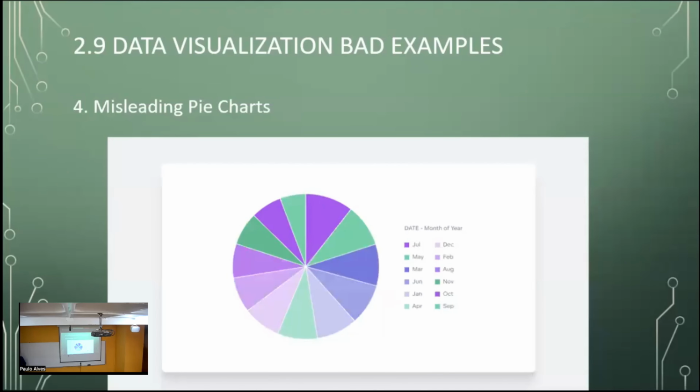Another example, misleading pie chart. You looked at this pie chart. What is that? The categories are very near, and the colors are similar. So you will not give any information to the user. Okay.